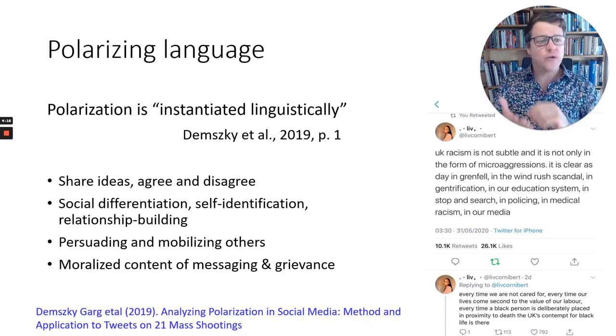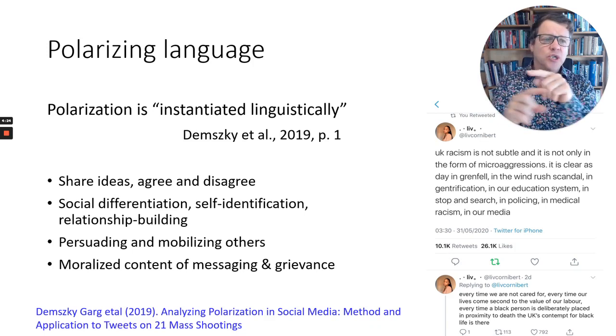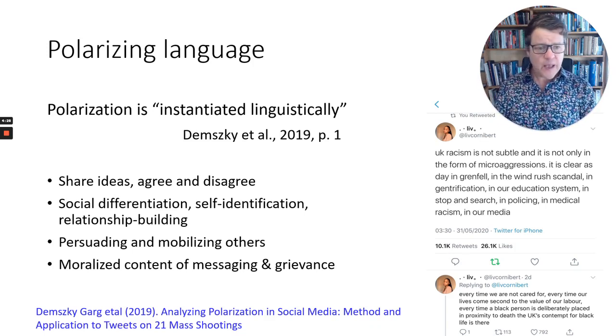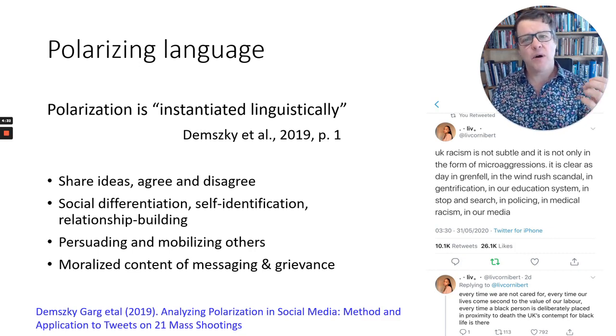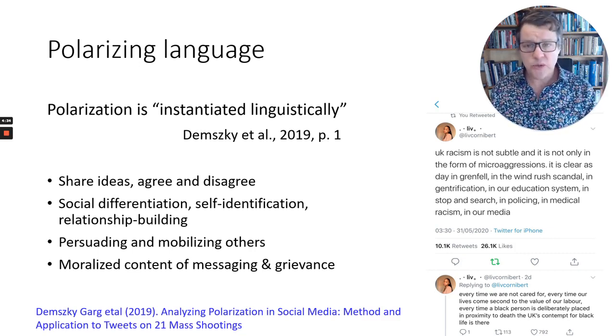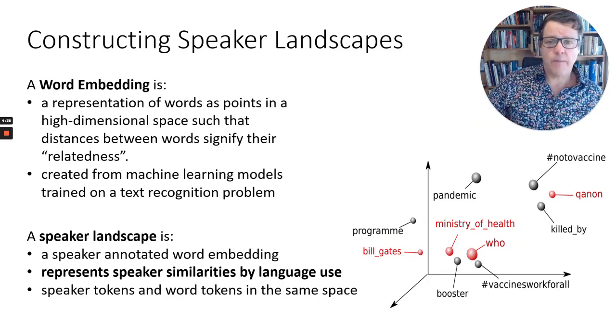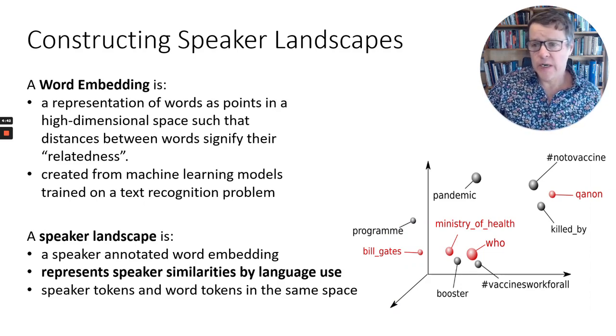It's either been studied through responses to attitude surveys, or like in the previous slide on social media, they use blog links or other structural ties between individuals. So the question is, can we investigate and understand polarization using language? And this is what we've tried to do by constructing these things we call speaker landscapes. And we've used word embedding technology.